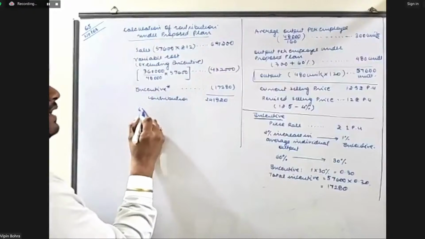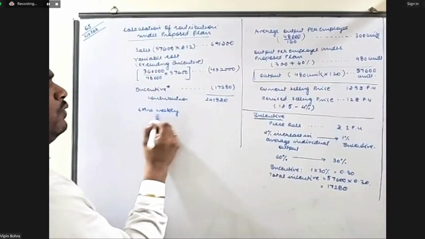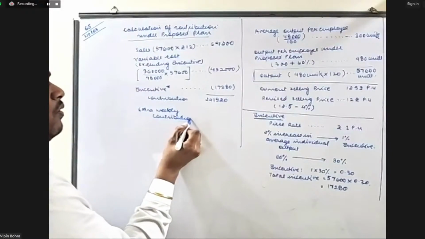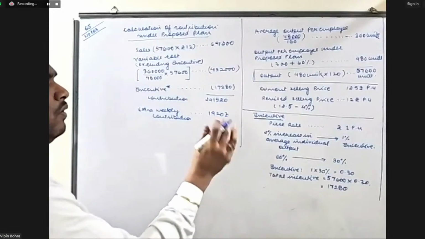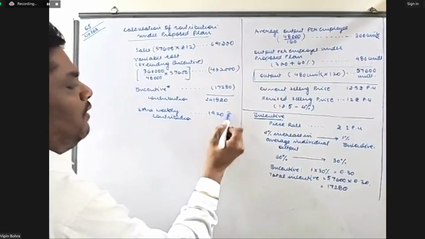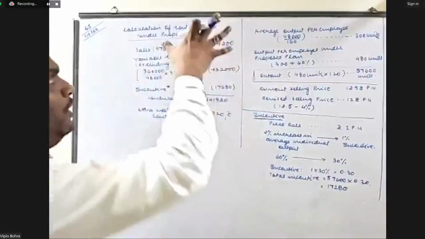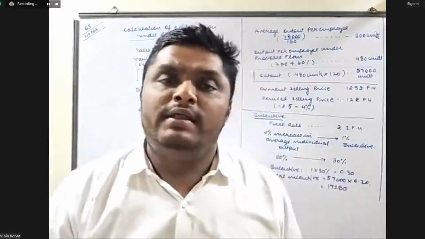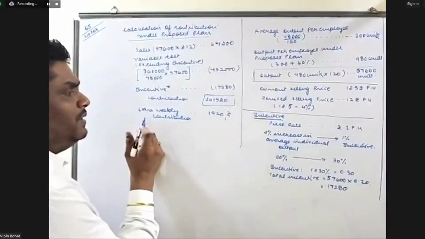So we can say my extra weekly contribution will be 1920. Currently, my contribution is 2,40,000. If I'm going for this plan, I mean, if I'm going for that plan, then my new contribution will be 241,920. So how much extra?